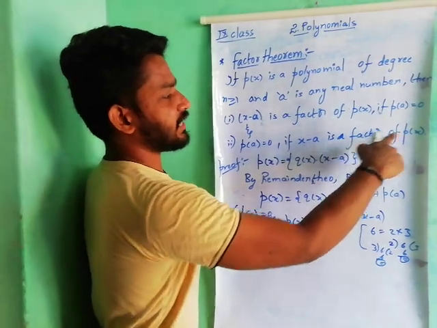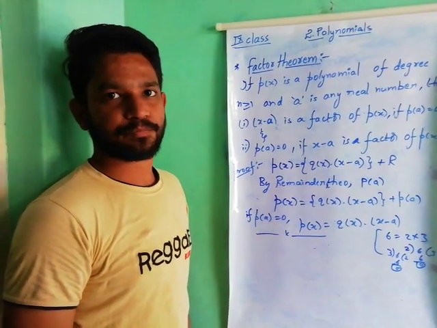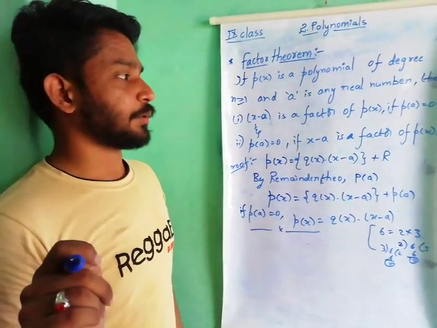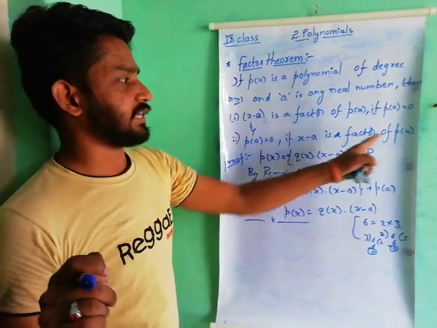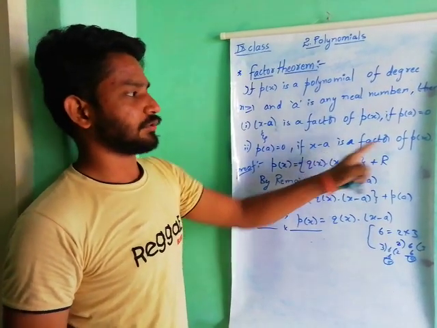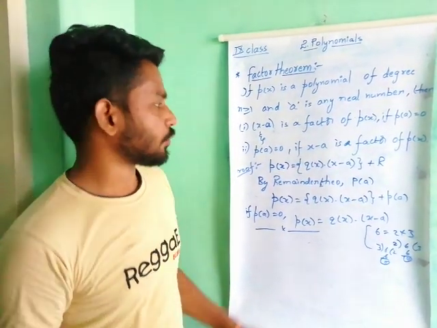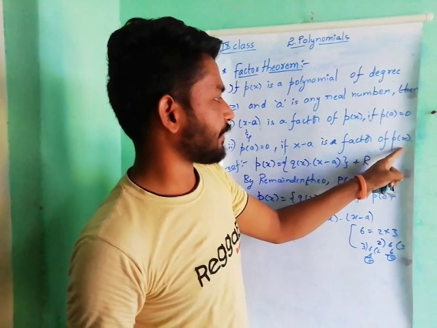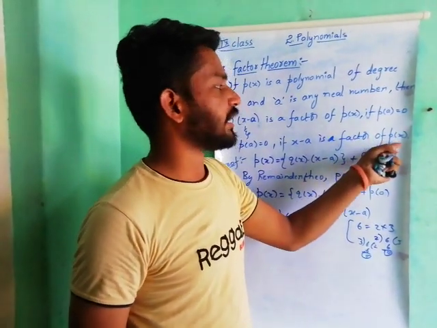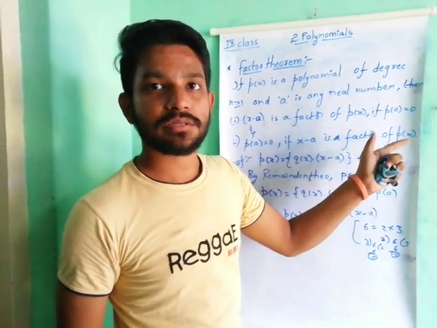Now coming to the second part. If x minus a is a factor of p of x, then p of a is equal to 0. In the last problem of the previous exercise I also discussed this: x minus a is a factor of p of x means if you put in the x value, the value of p of x becomes 0. If we substitute the x value in the given polynomial, the total polynomial becomes 0.